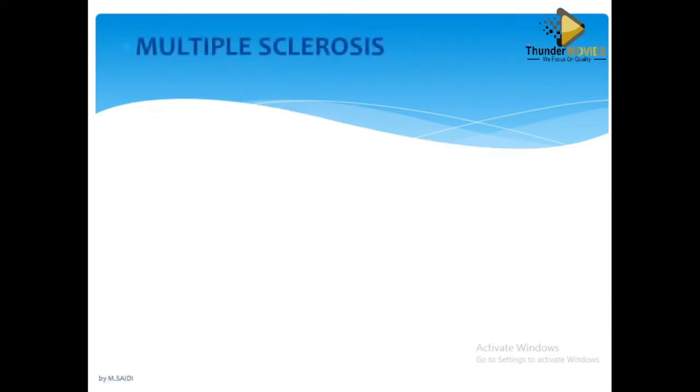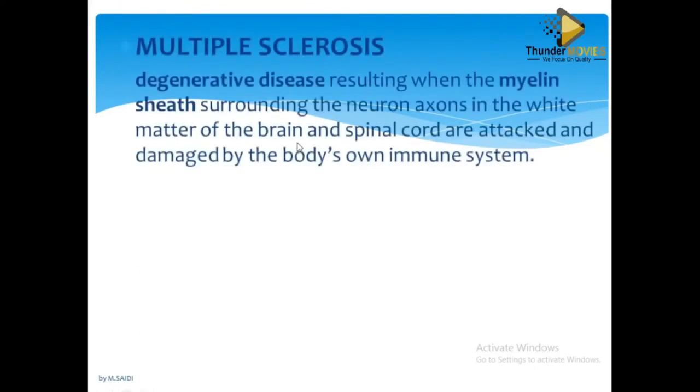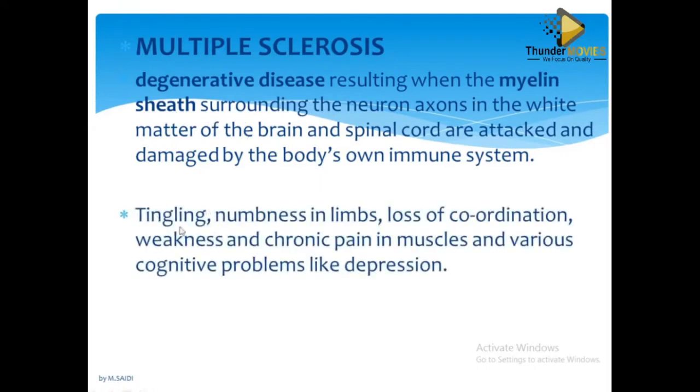Number 2 is multiple sclerosis. Multiple sclerosis is a result of the myelin sheath surrounding the axon, or in the white matter of the brain and the spinal cord, being attacked by one's own immune system. So the immune system identifies the myelin sheath as a foreign object in the body, therefore tries to fight it. In doing so, it is destroying the myelin sheath. This could be leading to tingling, numbness in the limbs, loss of coordination, weakness, and then chronic pain in the muscles, and can also result in depression.